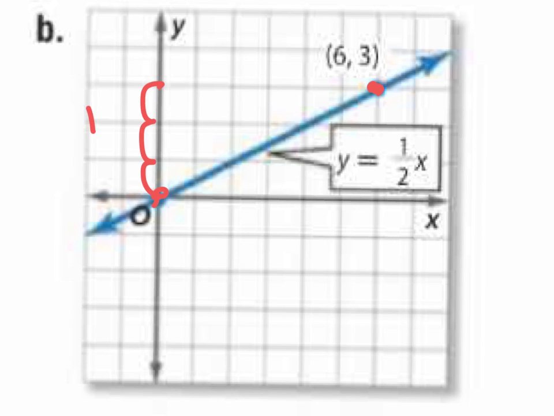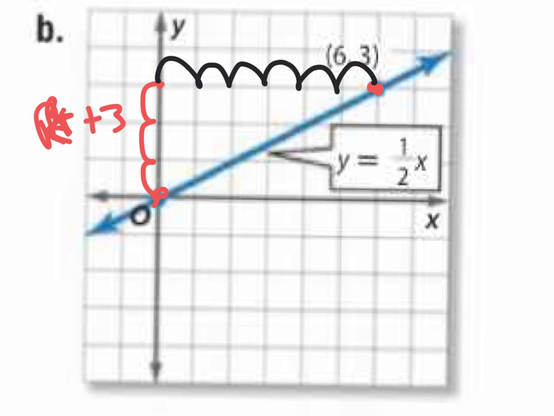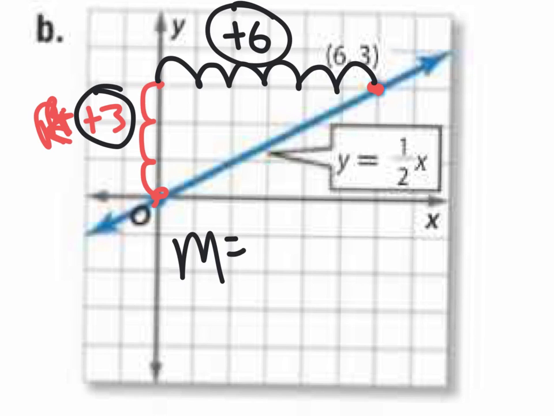3. And that is a +3 for my rise. Okay? Why did I do rise? Whatever. You're going up 3. How much are you going over? You're going over 1, 2, 3, 4, 5, 6. And that's a +6. So you have +3 over +6. So your m value is +3 over +6, which means you could reduce it to 1/2.